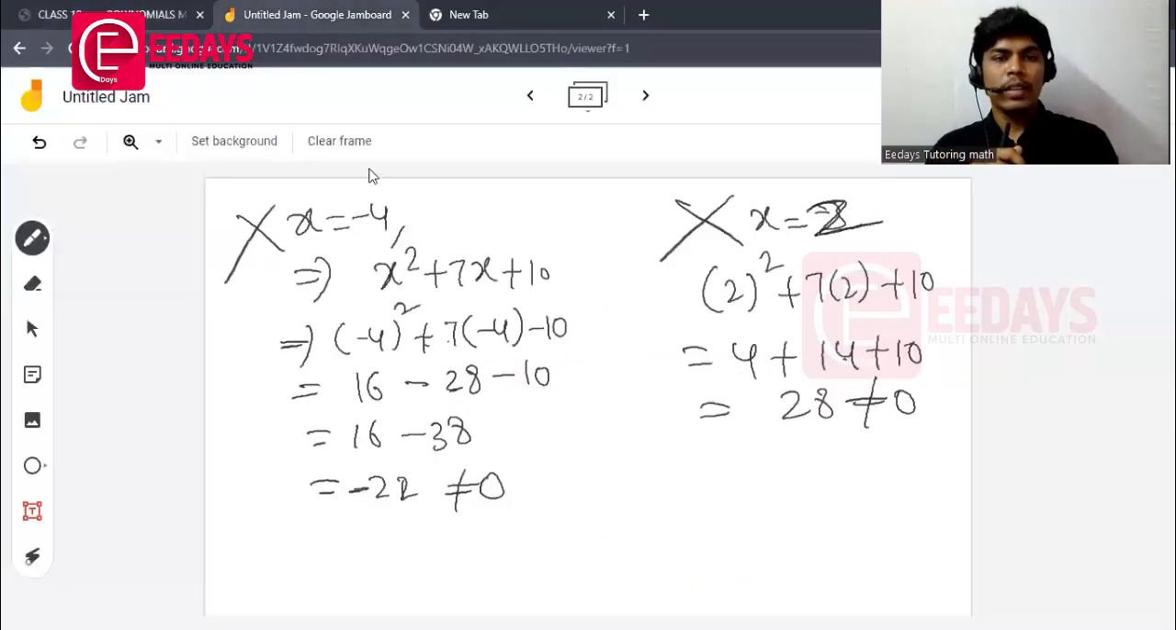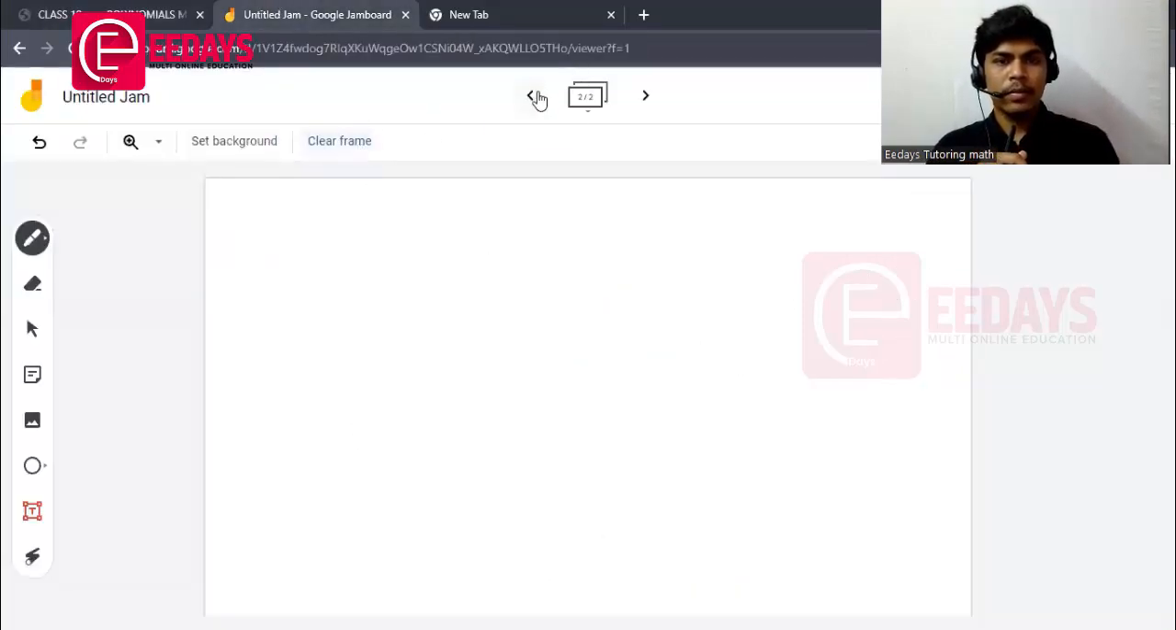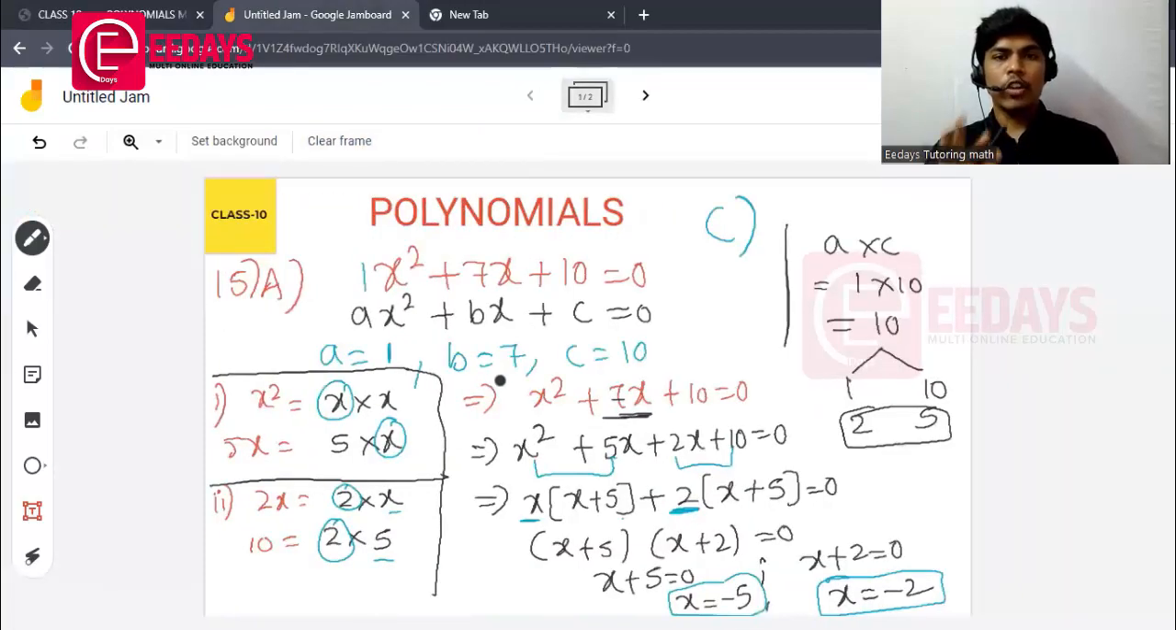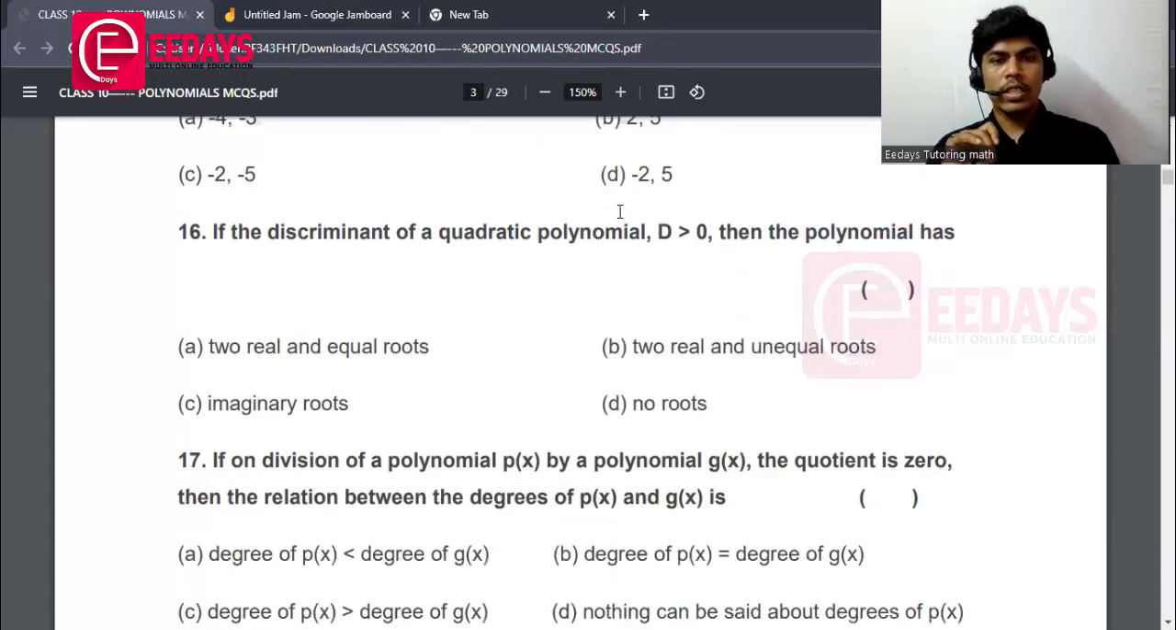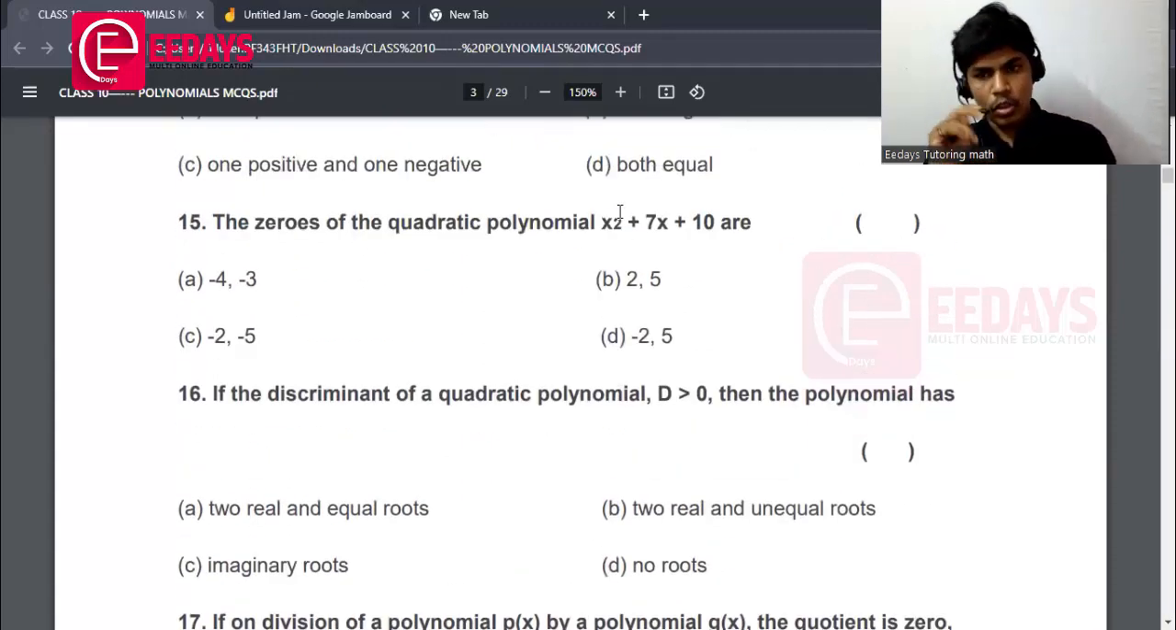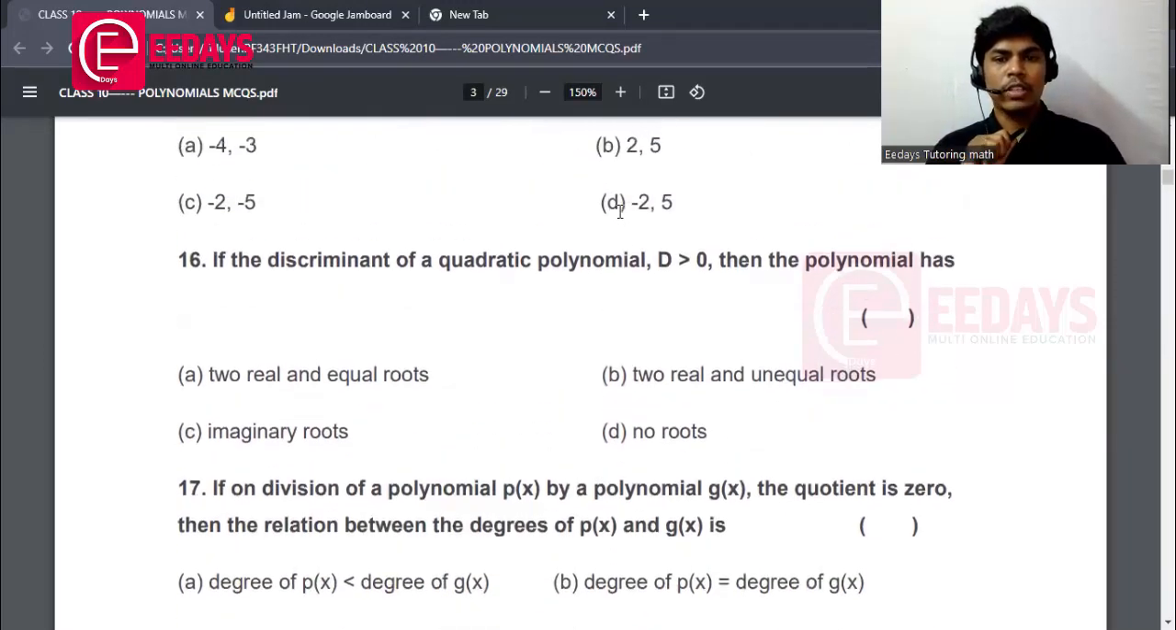Either you can do it by the splitting the middle term process, or else you can directly substitute the x value over there in the equation. If you are getting 0 as the answer, then that is the root, or else it is not an answer. Hope you understand. Okay, let's move on to the next one.